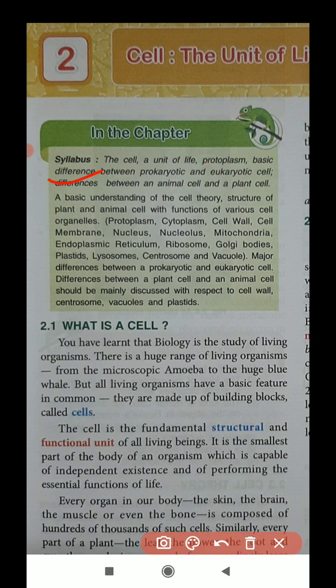After that, the difference between animal and plant cells. This is the main syllabus here. With a basic understanding, we will learn about various cell organelles, protoplasm, cytoplasm, cell wall, and so on. Students, you will learn all these organelles in tabular form, as present in your book.